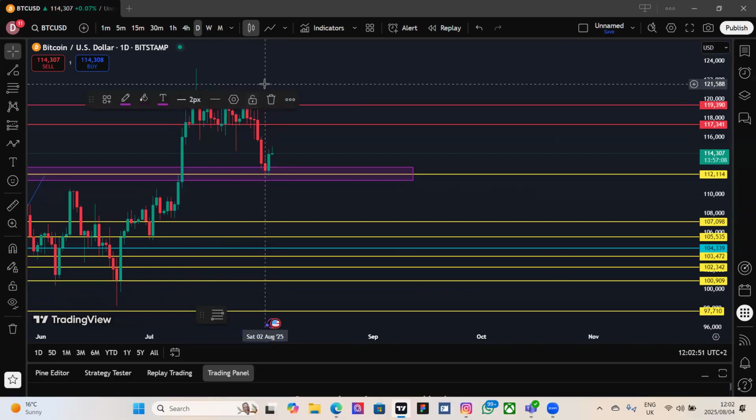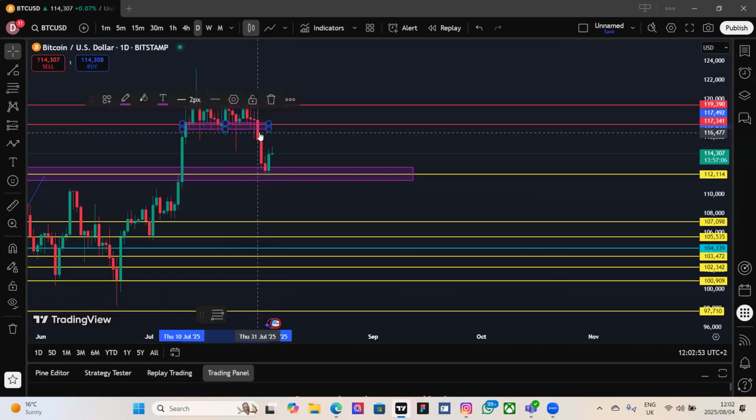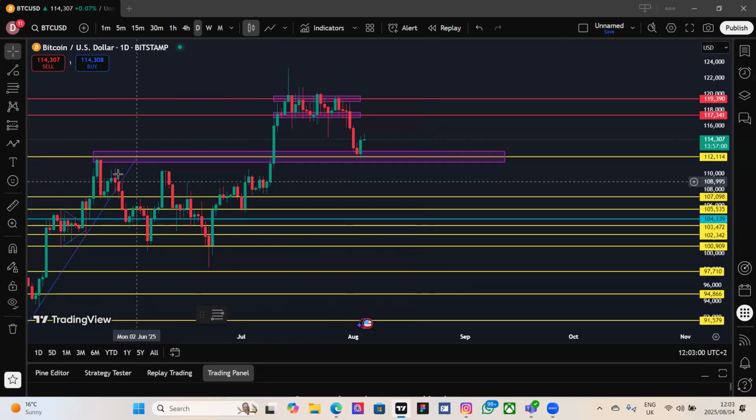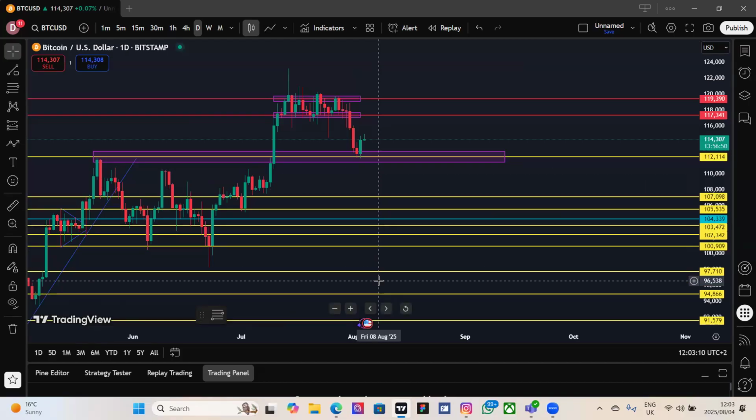What's happening within this level right here? What we could potentially be expecting, because this is also a very strong crucial level which has been rejected, is that I still think we could potentially drop slightly lower.